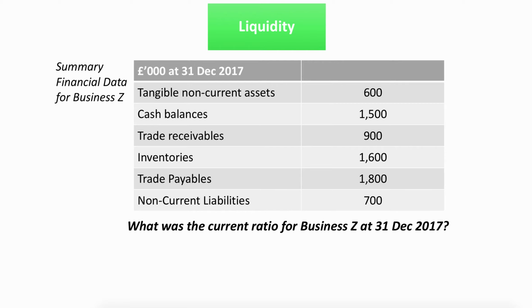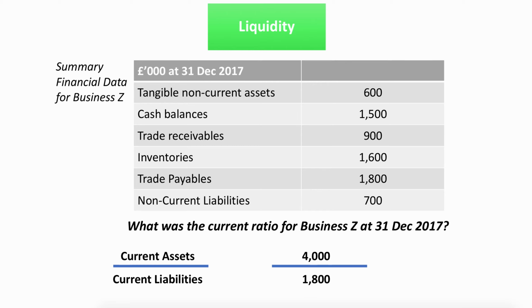So the current ratio is current assets divided by current liabilities. So we need to pick out the relevant numbers. Well, tangible non-current assets, no, those are commonly known as fixed assets. They're not current assets. But cash balances, yes. Trade receivables, yes. And inventories, yes. They are all current assets. So we add those together. That's £4 million worth of current assets.